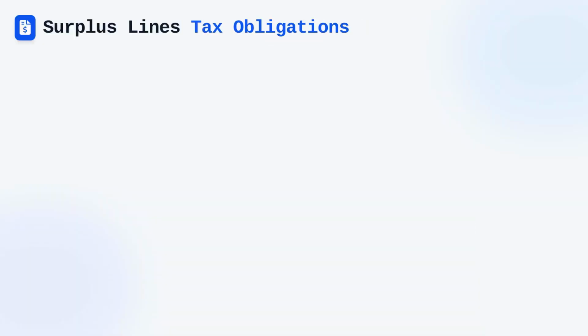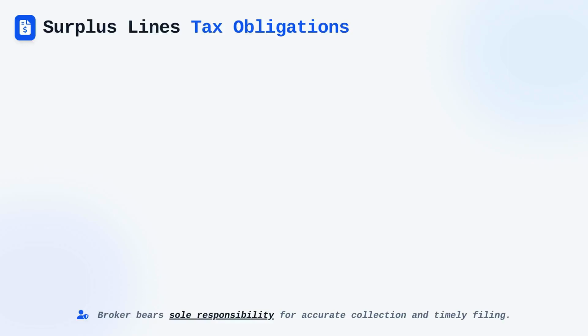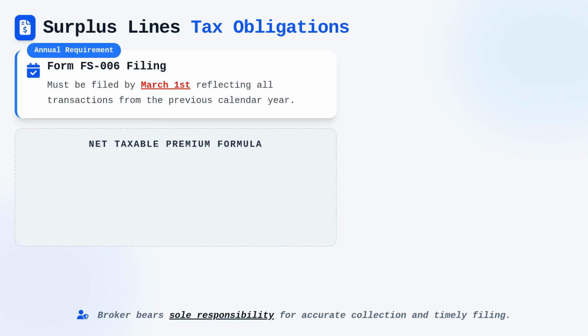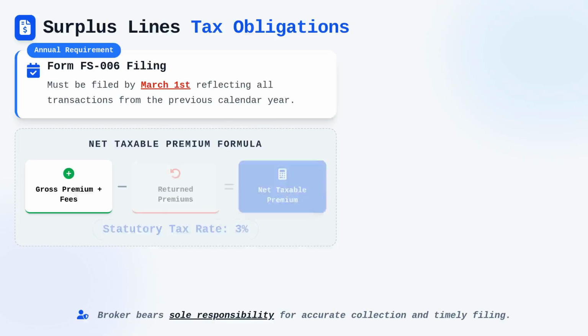Beyond the initial placement and market documentation, you bear the sole responsibility for the accurate collection and timely filing of surplus lines premium taxes. Every surplus lines broker must make an annual state tax filing on Form FS-006 by March 1st, reflecting a statutory tax rate of 3% on all net taxable premiums transacted during the previous calendar year. Net taxable premium is calculated by taking the gross premium plus any associated policy or inspection fees, and then subtracting any return premiums.